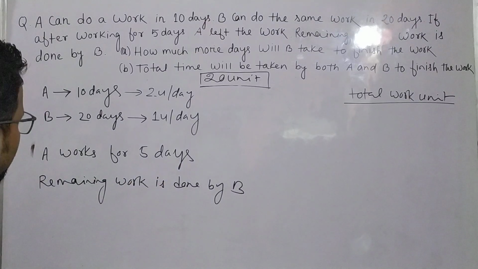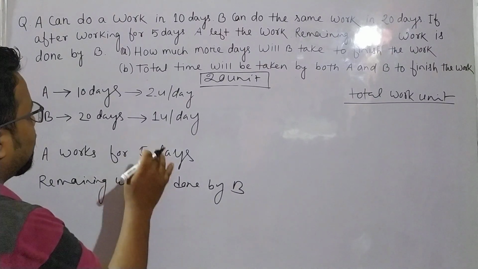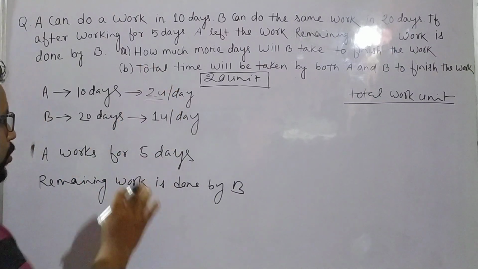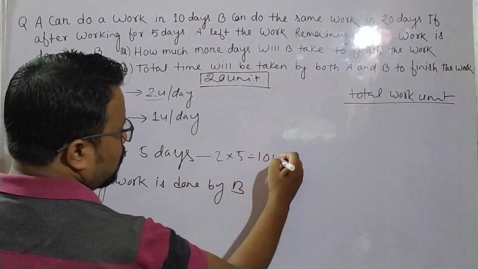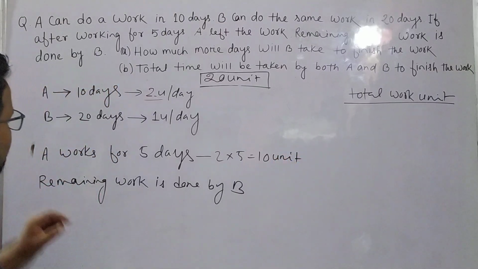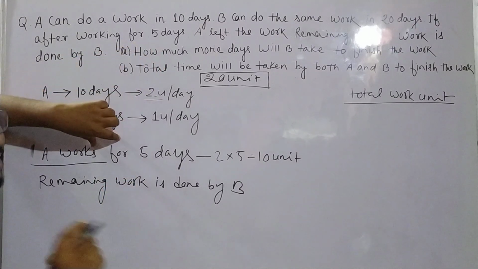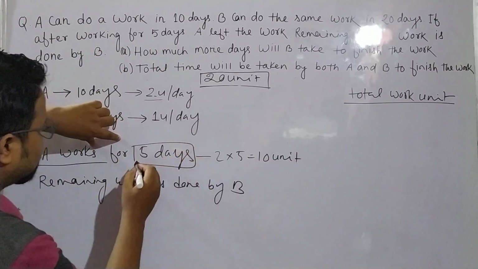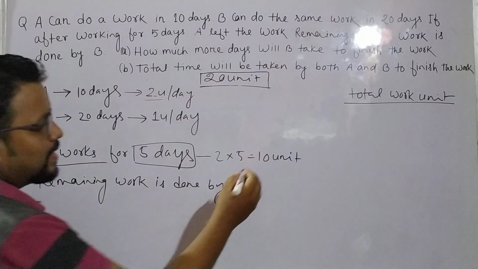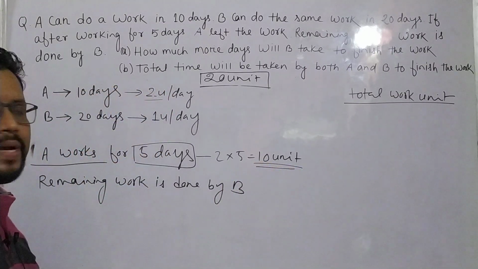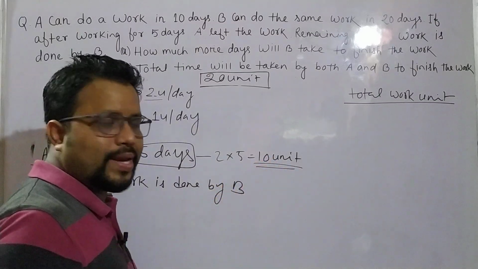So now A works for 5 days. अगर A एक दिन में 2 यूनिट काम करता तो 5 दिन में कितना करेगा? 2 into 5, it is 10 unit. A works for 5 days. एक दिन में अगर 2 यूनिट काम करता तो 5 दिन में 2 into 5, 10 यूनिट. ओके, 10 यूनिट करने के बाद A चला जाता है. A left the work after working 10 unit.